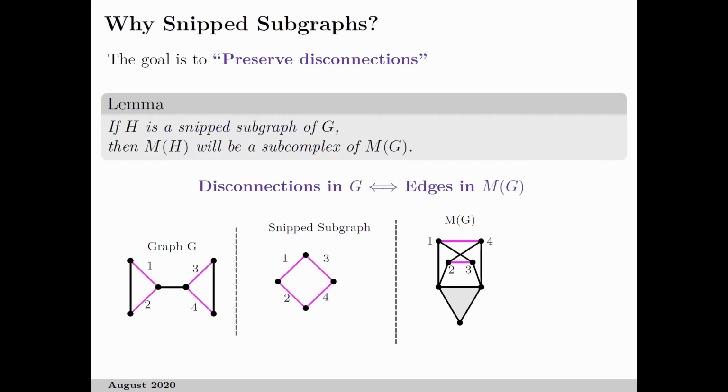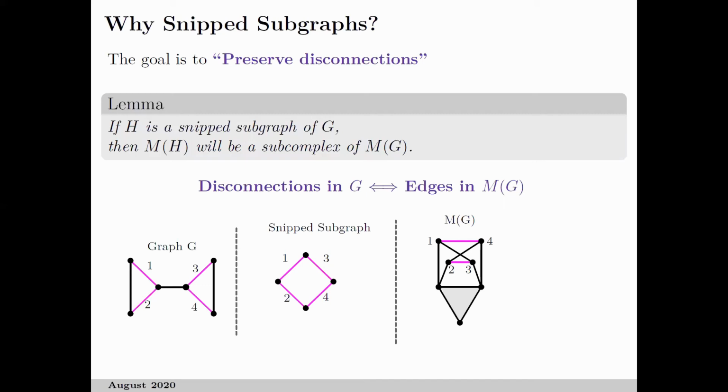So why are snipped subgraphs useful? Well, we created the definition with the goal of preserving disconnections. Disconnections in G correlate with edges in its matching complex. Since snipped subgraphs preserve disconnections, they have the following property. If H is a snipped subgraph of G, then M of H is a subcomplex of M of G.